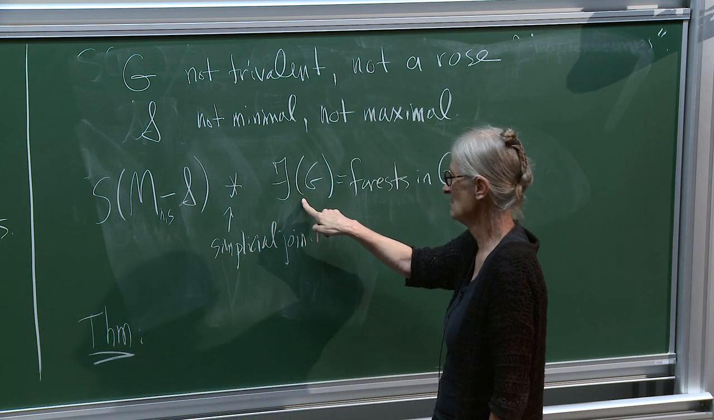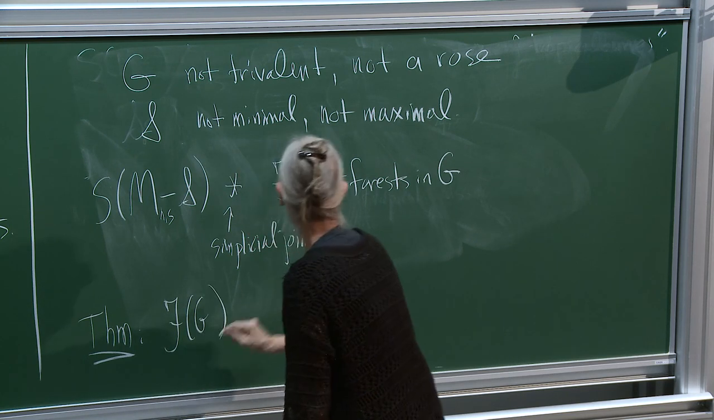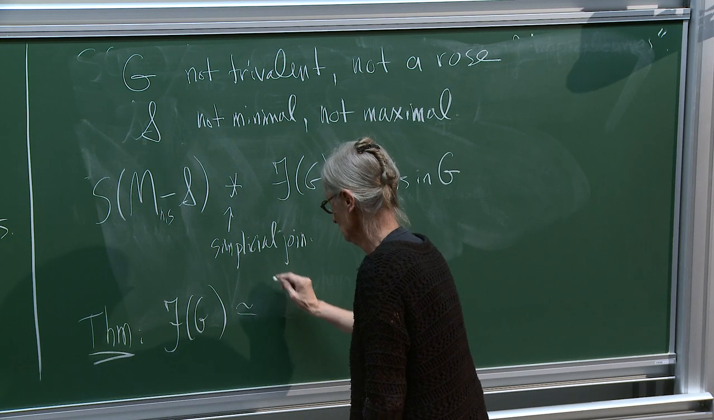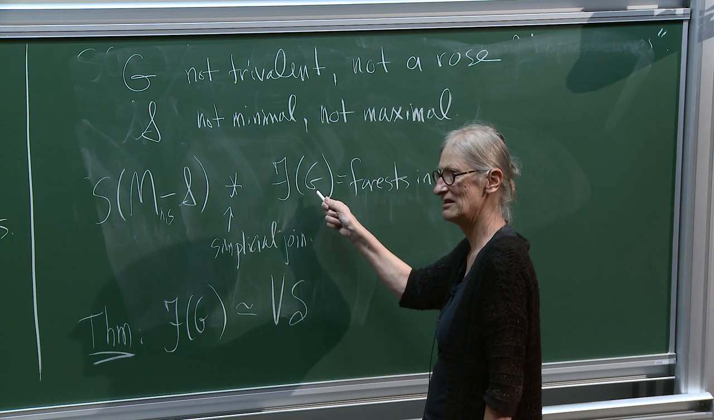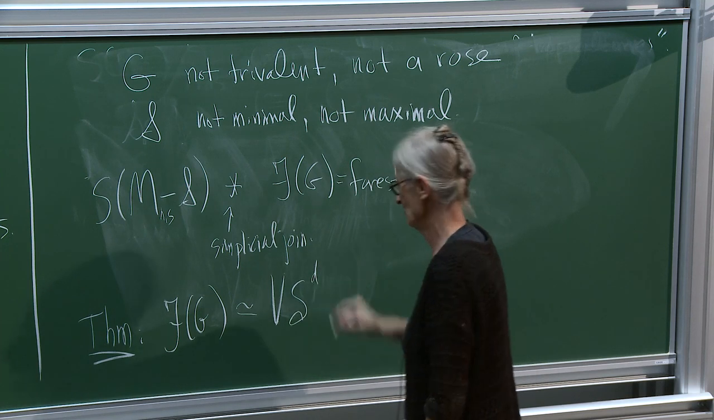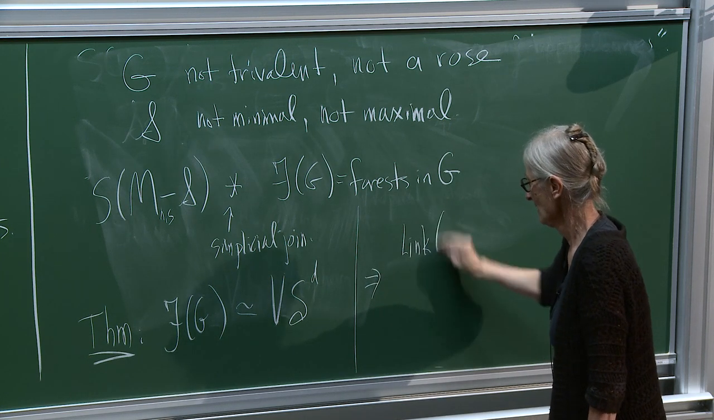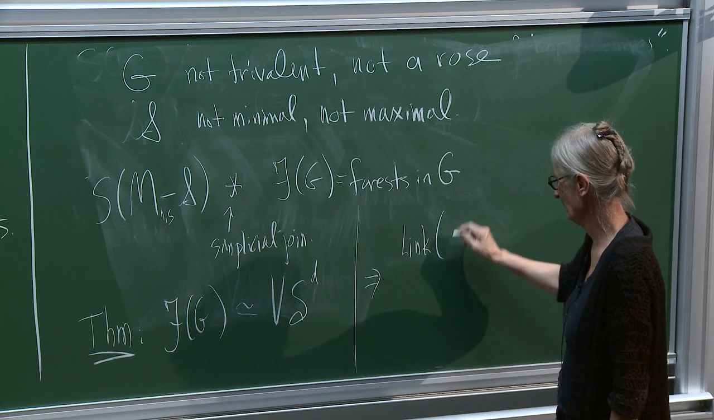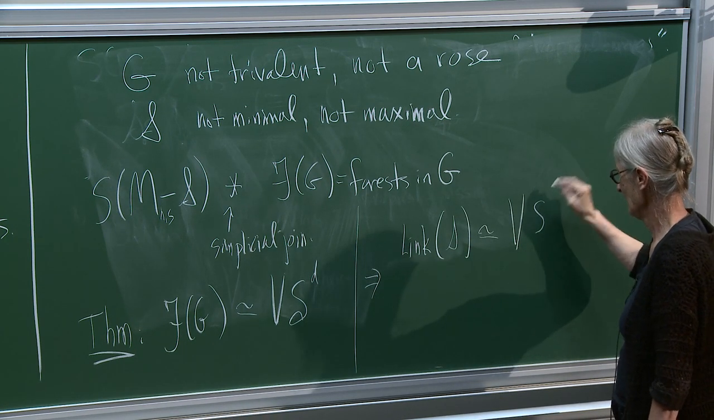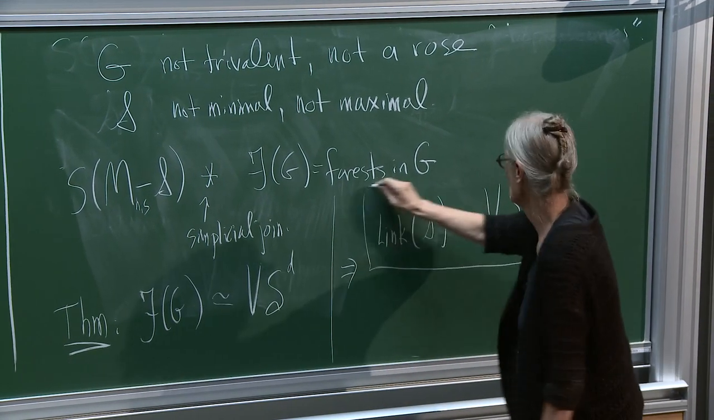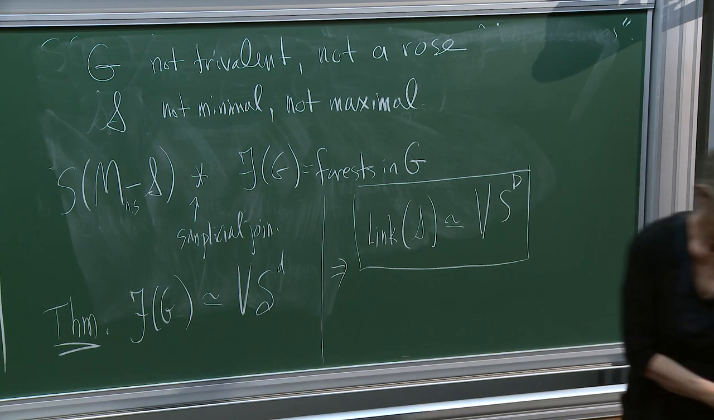So there's a theorem that says this poset of forests is spherical too. I'm not going to guess at the dimension. Number of vertices minus 4. Some dimension. And so that implies that the link of any vertex is homotopy equivalent to a wedge of spheres. If I take a wedge of spheres and take the simplicial join with another wedge of spheres, I'm going to get a wedge of spheres. So, yeah.